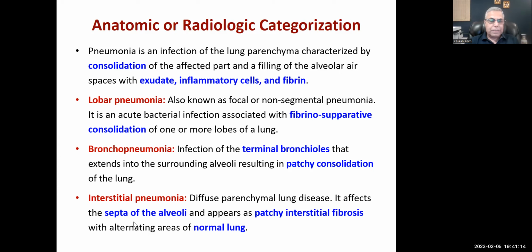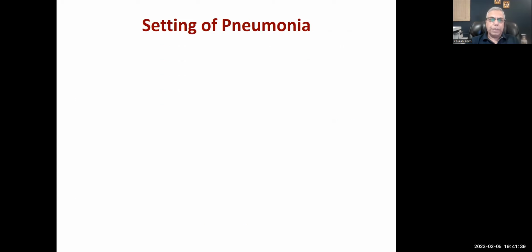So it affects the septa of the alveoli and appears as patchy interstitial fibrosis with alternating areas of normal lung, right? So you just have to understand that we have got three different names or types of pneumonia: lobar, bronchopneumonia, and interstitial pneumonia. So this is just a part of pathophysiology that we are doing over here, right? The settings of pneumonia are important.